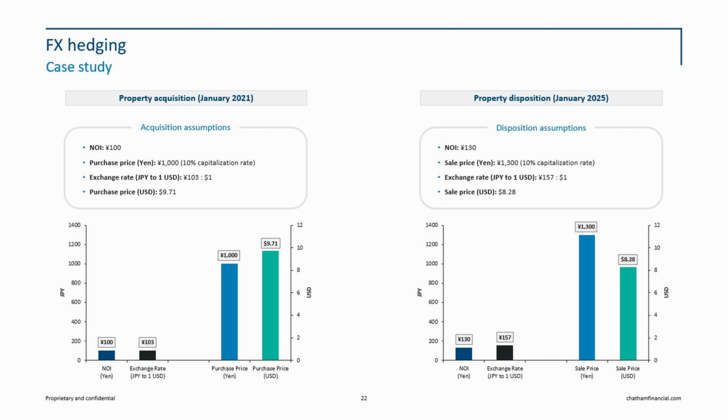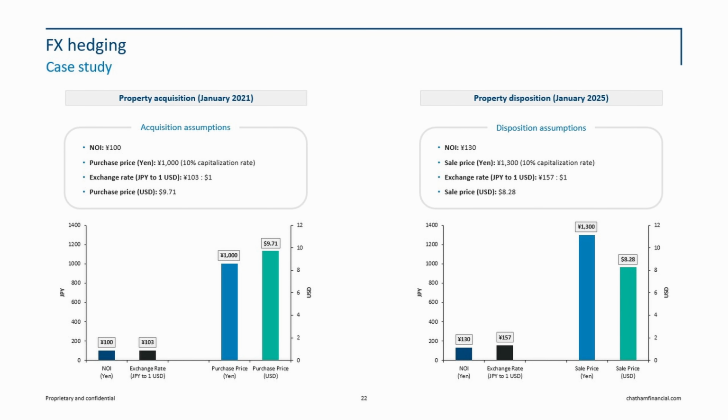Yeah, and then turning to the next slide, I like to use real world examples to really break it down into its most simplistic level. And this was a real estate transaction. And you could take a look. So in January of 21, you had a property with an NOI of 100 yen, and you bought it for a 10% capitalization rate. What does that mean? You bought it for 1,000 yen. At the time, the yen was 103 to the dollar. And so in US dollar terms, you paid $9.71 for that asset.